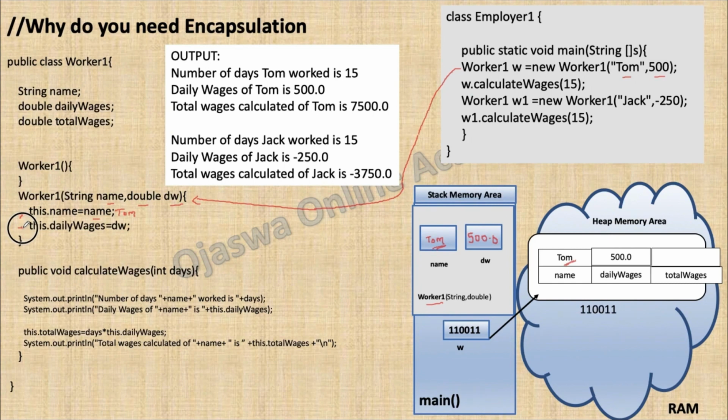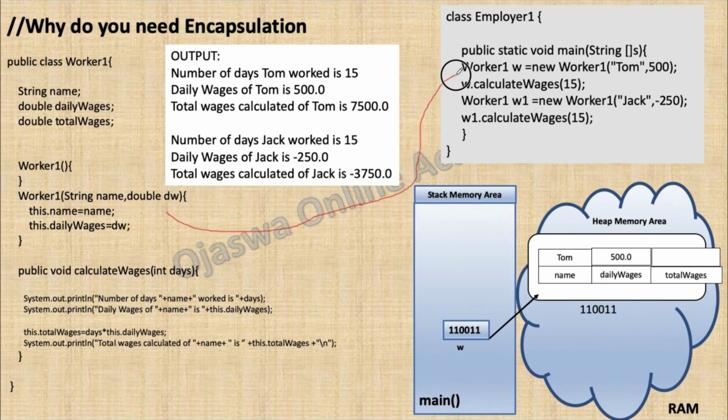Next statement is this.dailyWages = dw. Now the value of local variable dw is 500. Hence, this.dailyWages, that is the value of instance variable daily wages, is equal to 500. Hence, the value 500 will be stored inside the instance variable daily wages belonging to object w. After the execution of the constructor, the memory allocated for its local variables is released from the stack and the control goes back. The next statement executed is w.calculateWages.